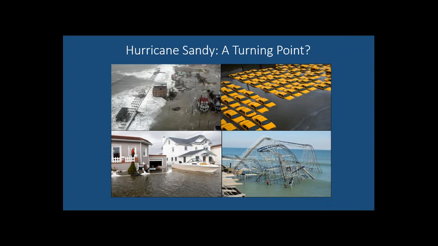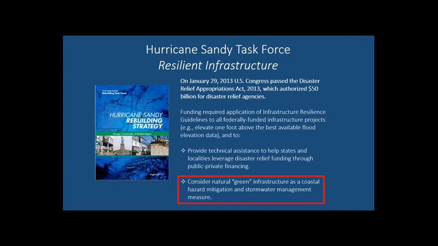So with that, I'd like to move on to the second phase of my talk, looking at green infrastructure. And here I feel as if Hurricane Sandy, to some degree Hurricane Katrina, but really with Hurricane Sandy, is a turning point where particularly at the federal level, we're seeing real potential changes in the conversation on coastal resilience and the role of green or natural infrastructure in that coastal resilience. And so here you see from the Hurricane Sandy Task Force rebuilding strategy, highlighted at the bottom is one of the goals that said, consider natural green infrastructure as a coastal hazard mitigation and stormwater management measure.